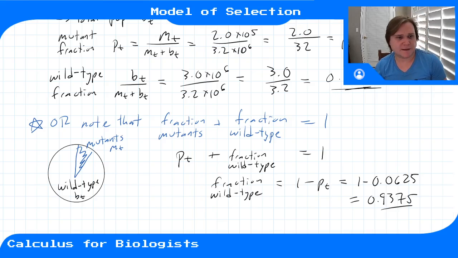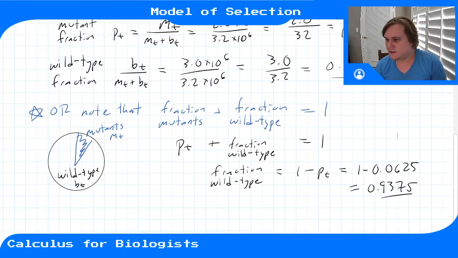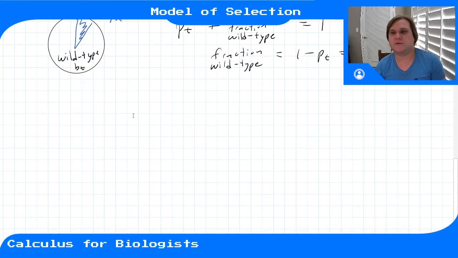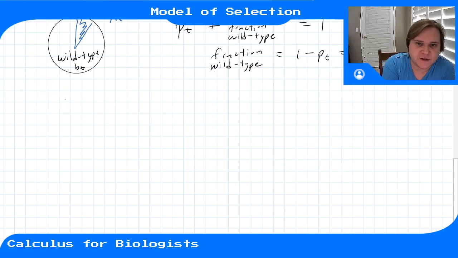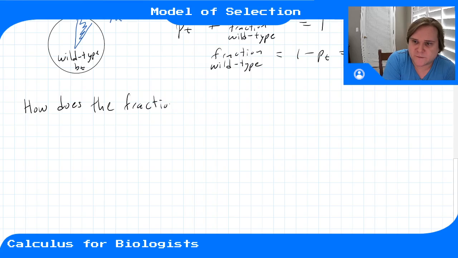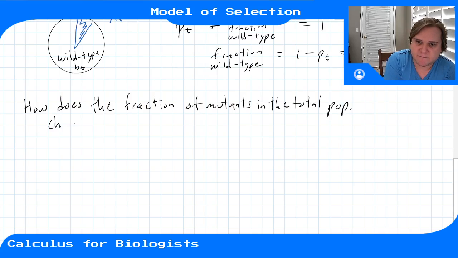Okay. And so now that maybe we have a grip on how we're going to track this using fractions instead of the actual numbers, we can ask questions like, how does the fraction of mutants in this population change over time?